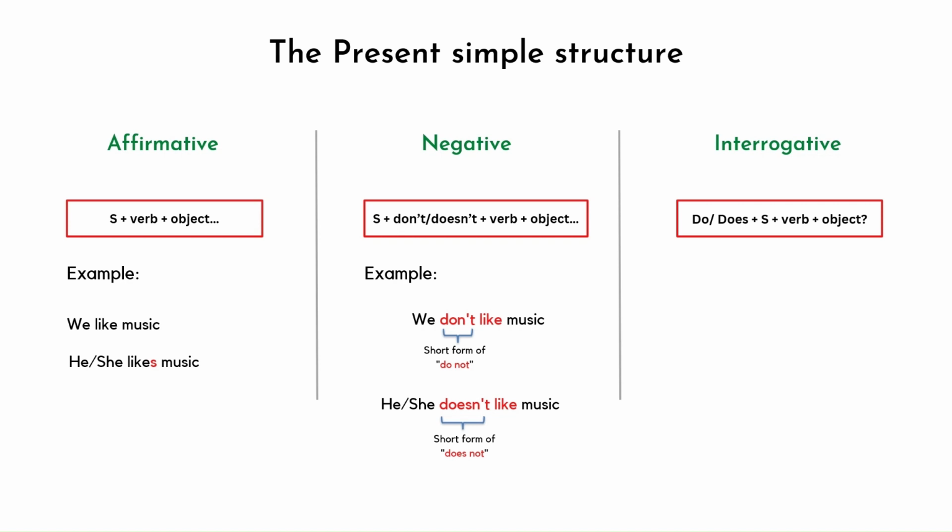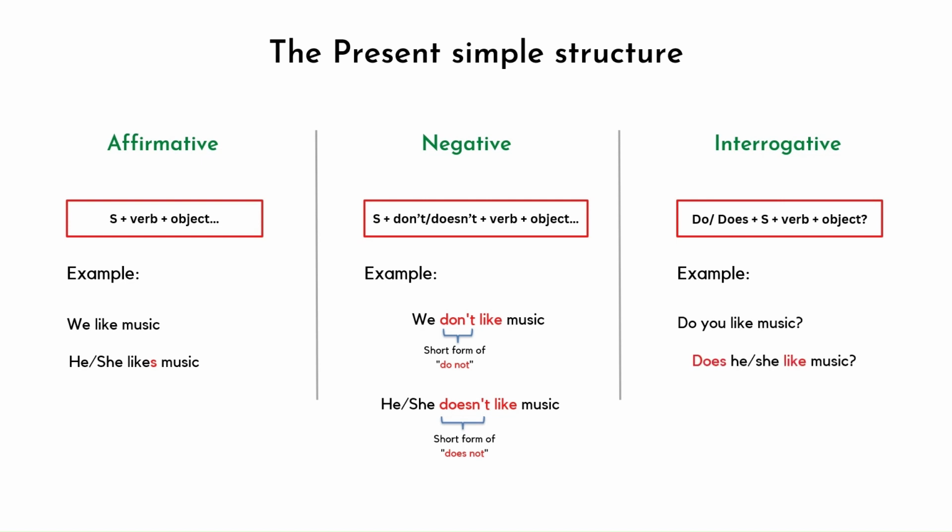In the interrogative form, it is do or does plus subject plus verb plus object. And of course, a question mark. For example, do you like music? Does he or she like music?